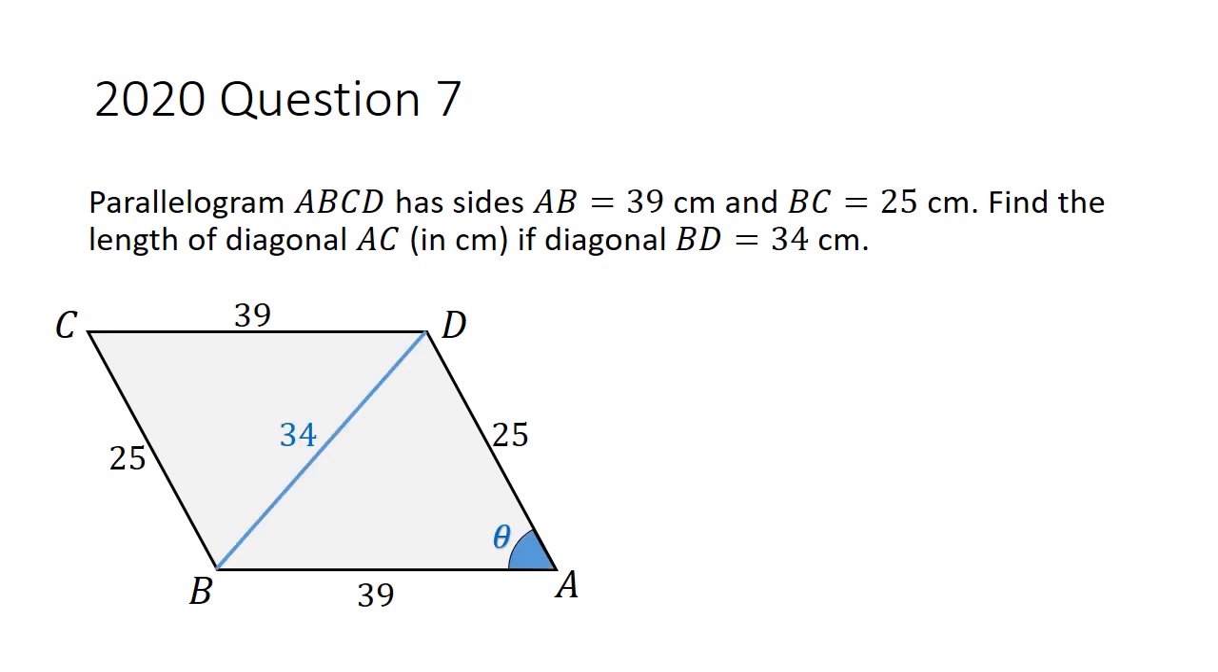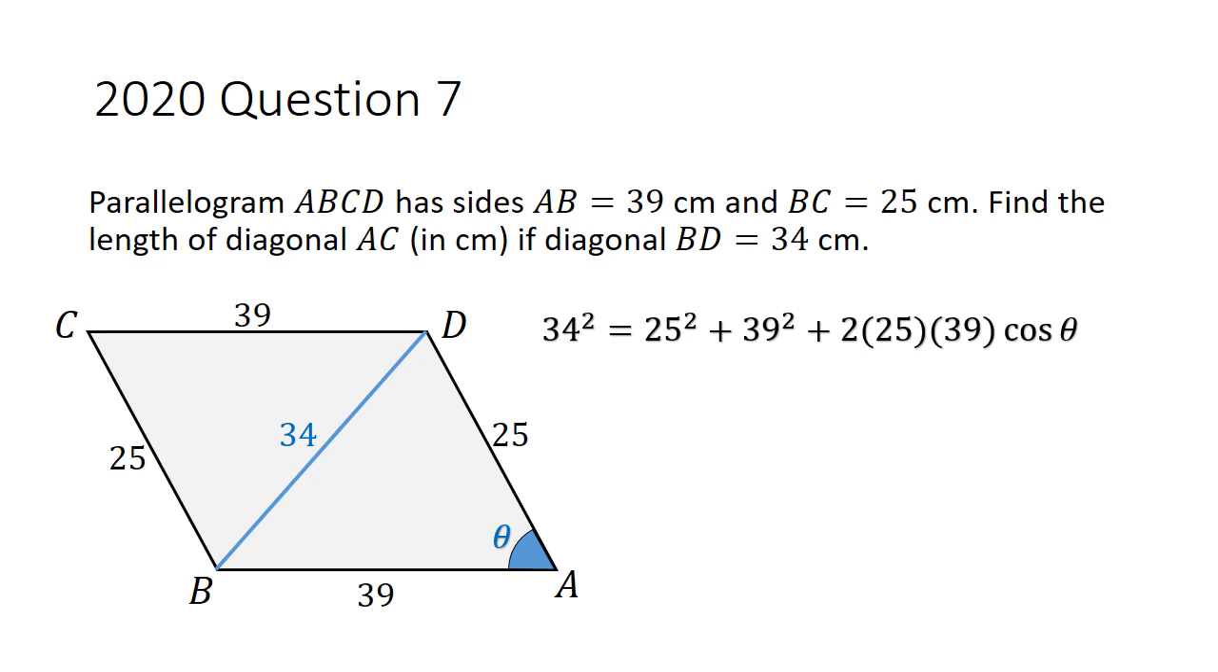We can connect the triangle ABD, the three sides, and the angle theta, which is the included angle between sides AB and AD, using a formula known as the cosine rule. So the cosine rule states that 34 squared equals 25 squared plus 39 squared plus 2 times 25 times 39 times cosine of the included angle theta. So that's one formula, but we're not going to calculate cosine theta. We don't have a calculator here.